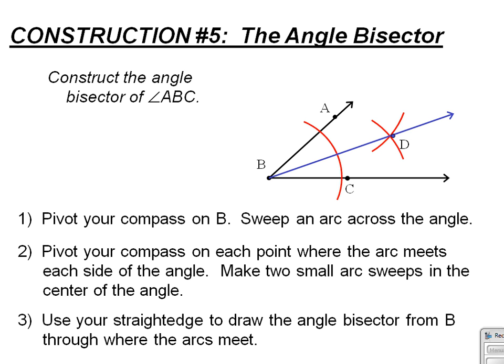From that given point and the vertex, we can then make our angle bisector. So using your straight edge, draw a line from the vertex, point B, through where those 2 arcs cross. And that is your angle bisector construction.